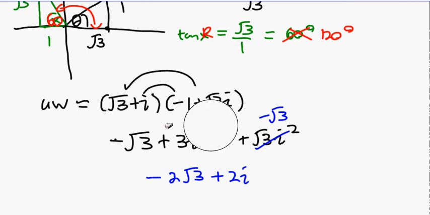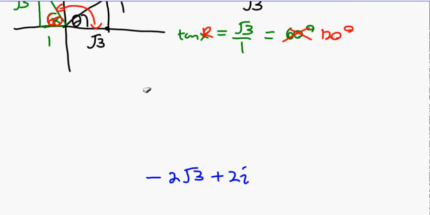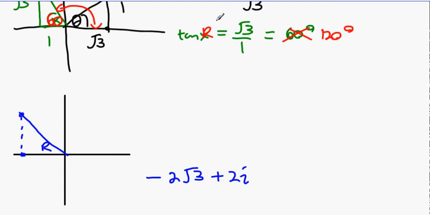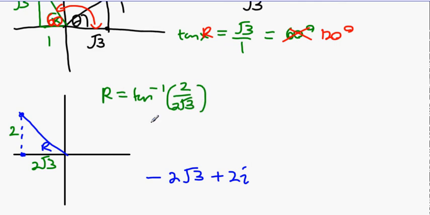Now this is a new complex number we have here, and we're going to figure out where it belongs on this diagram. So it's minus 2 root 3, which is here, and then plus 2, which is up here. So we're talking about an angle here. And then we have to figure out the reference angle. The reference angle is 2 root 3 on the bottom, 2 on top. So it's tan inverse of 2 divided by 2 root 3, which gets us 30 degrees.